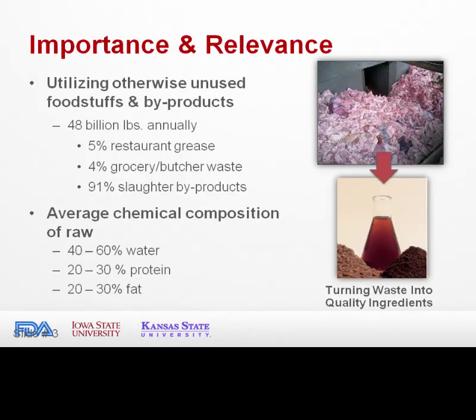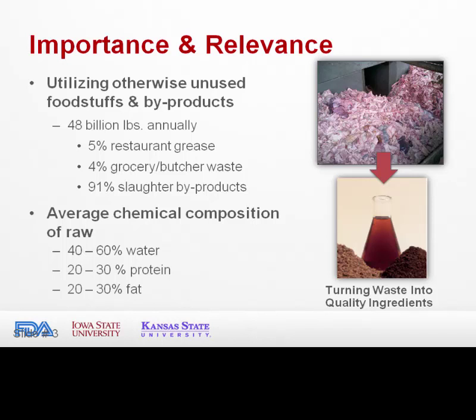The rendering industry is vital to the sustainability of the animal feed industry because it allows us to utilize products that would be otherwise unused as feedstuffs. It amounts to a total of 48 billion pounds of rendered products annually, 5% of which is from restaurant grease, 4% from grocery or butcher waste, and 91% from slaughter byproducts. A very small amount, less than 1%, is from dead or downer carcass disposal.